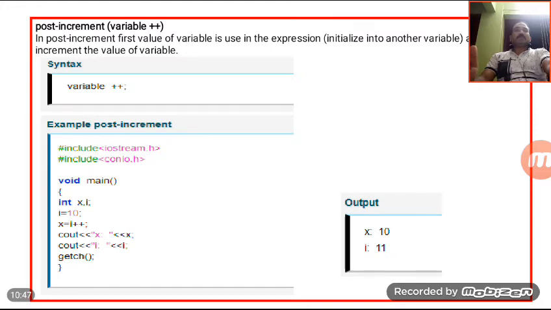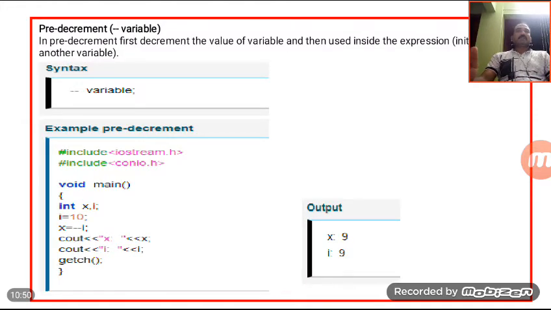Next type of decrement operator, the first is pre-decrement operator and next is post-decrement operator. In pre-decrement operator, first decrement the value of variable and then use it inside the expression that is initialized into another variable. The general format is --variable. Now example shows use of pre-decrement operator and its result. In this program, first decrease the value of i and then the value of i is used in the expression.